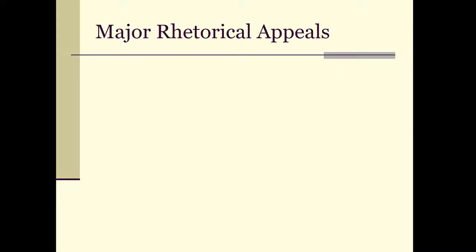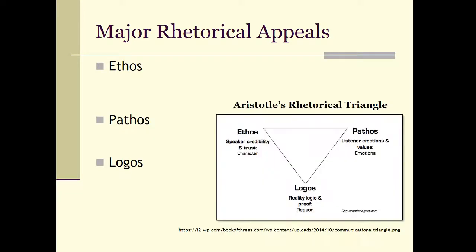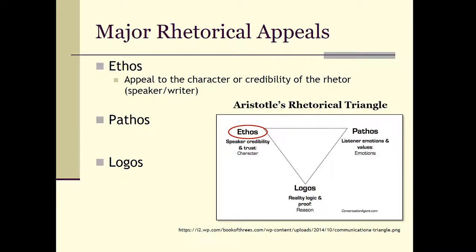There are three major rhetorical appeals that we can talk about. There are ethos, pathos, and logos. They all fit together in a thing called Aristotle's rhetorical triangle. They work like this. Ethos is the appeal to the character or credibility of the rhetor. The rhetor is a person who is speaking or writing. So, if a person who is speaking or writing has good ethos, then the reader or listener can believe what that person has to say. It's a good person speaking. I should put my trust in this person and do what he or she wants.